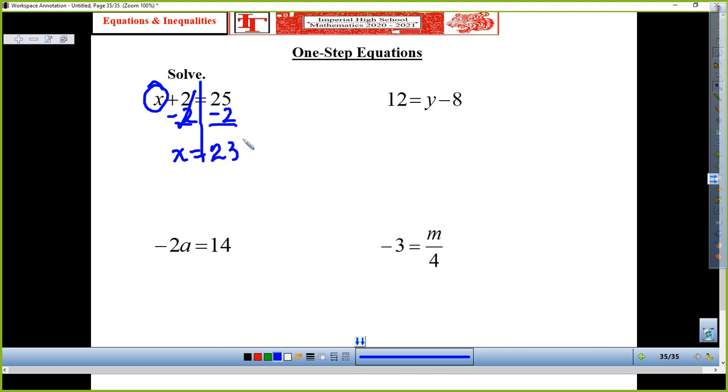Plot your solution. So I'm going to plot this on the number line. Here's my number line. 0, dot, dot, dot. 23 is about right there. And there's my solution on the number line. Step 4, check your work.